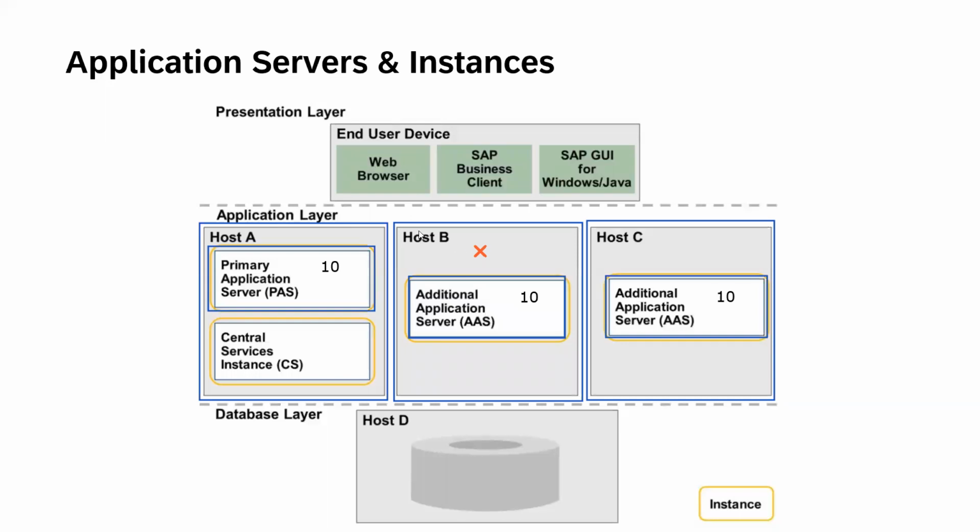Okay. What will happen? See, this host is down. Now this additional application server instance cannot be used. Now what will the system do? The system will redistribute the load among the working application server instances. So now it will put 15 users on this server, and 15 users on this server.